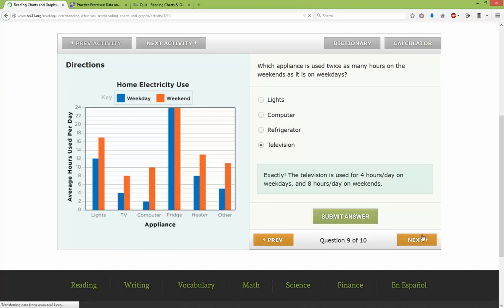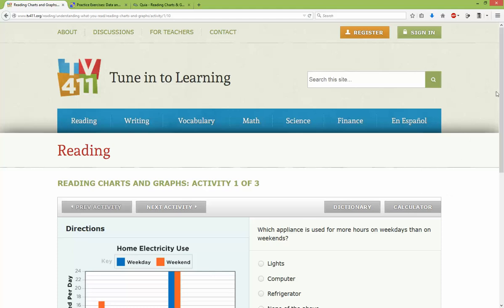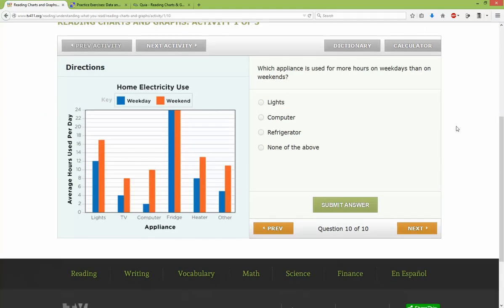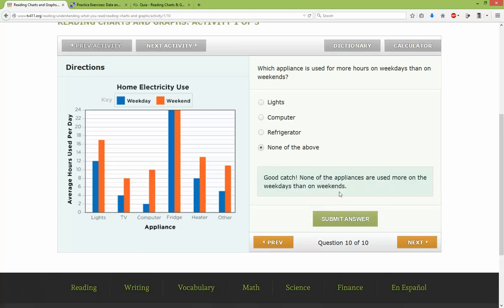Which appliance is used for more hours on weekdays than on weekends, of the above? None of the above. They all seem to be used more on the weekend than on the weekday. Yeah, because you have the kids over the weekend. They're not at school. They wake up.